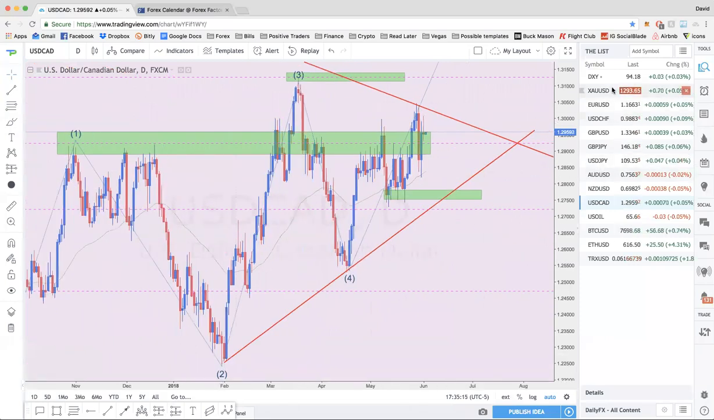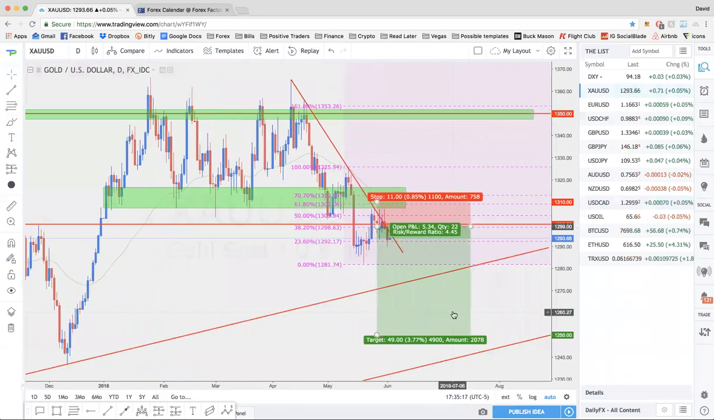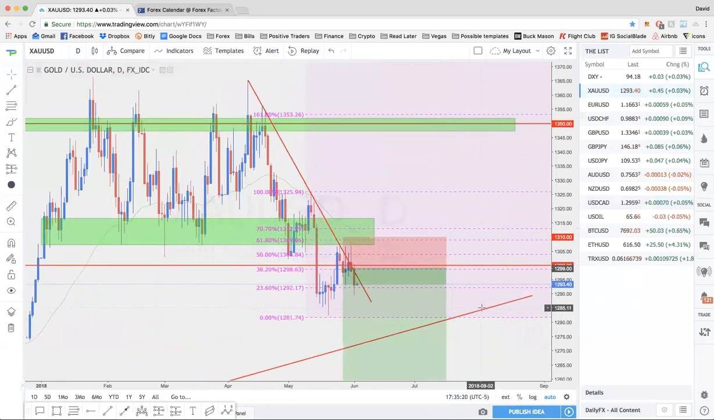So I just gave you guys a couple setups to work with for the week, which is gold. Gold is also long-term. This is kind of comparable to USD CAD, so not just this week.